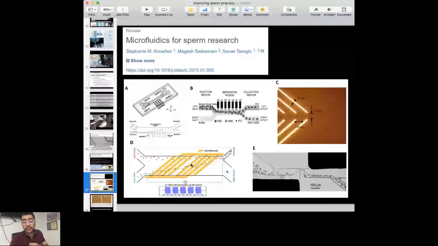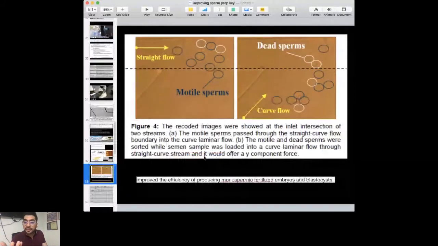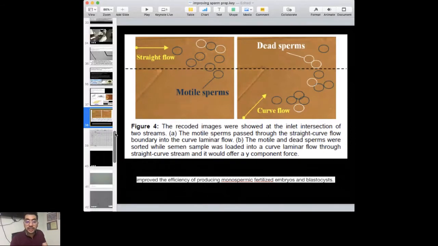Some are based on the laminar flow, some are based on barriers which are placed in such a way that they actually remove the abnormal motile sperms. So it's just fantastic to see the kind of research that's happening in this field of microfluidics. And that's something that is very, very promising for us in the laboratory as well, right? So these are the two new techniques which have come up.